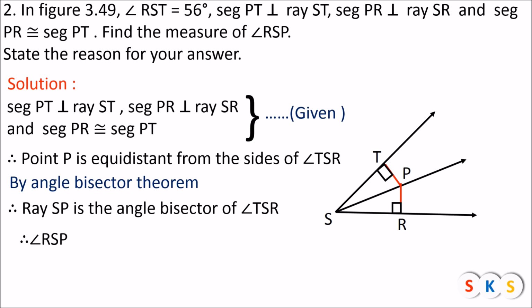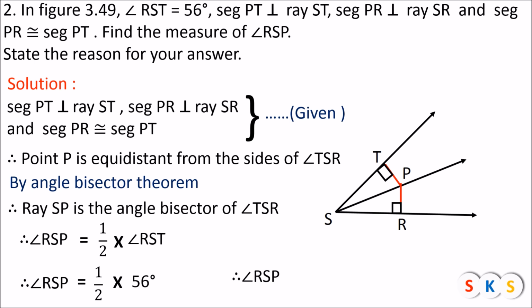Therefore, you can see in the figure, angle RSP is half of the measure of angle RST. Since SP is a bisector, angle RSP equals 1 upon 2 into the measure of angle RST. It is given, you can see, 56 degrees. So half of 56 degrees. Therefore, angle RSP equals 28 degrees.